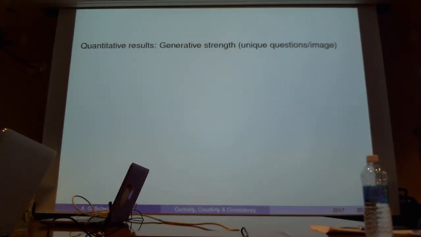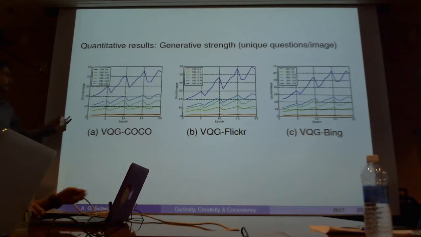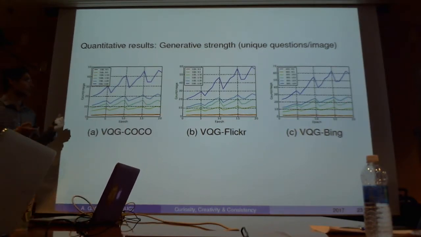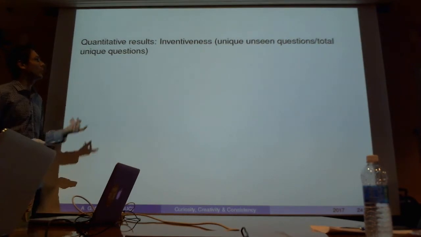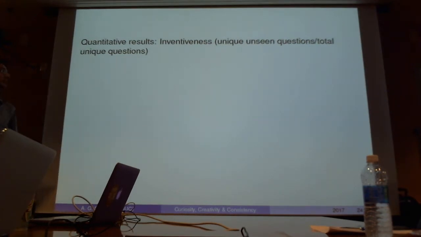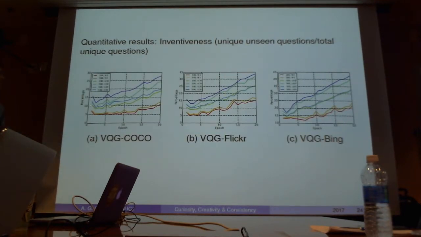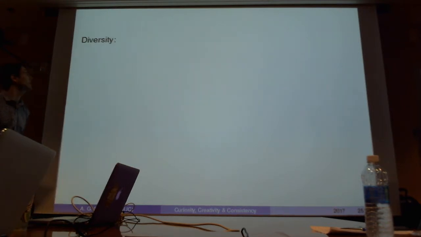And we also looked at the generative strength, and again, here we are plotting the unique questions that it generates per image, and you can see over the training iterations, the counts keep increasing, which is encouraging. Or probably more interesting is what we call the inventiveness, the unique unseen questions per total unique questions that it generates. And again, there's a decent fraction of questions that it has never seen before that it comes up with and generates. And so that's kind of nice.